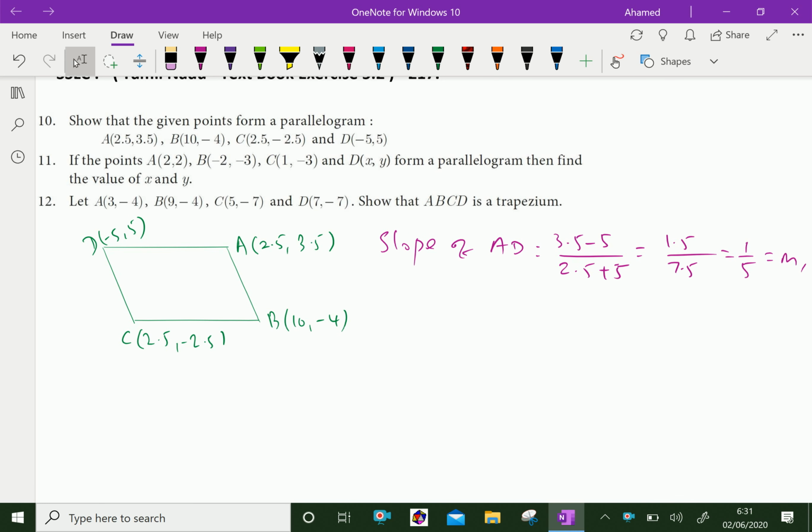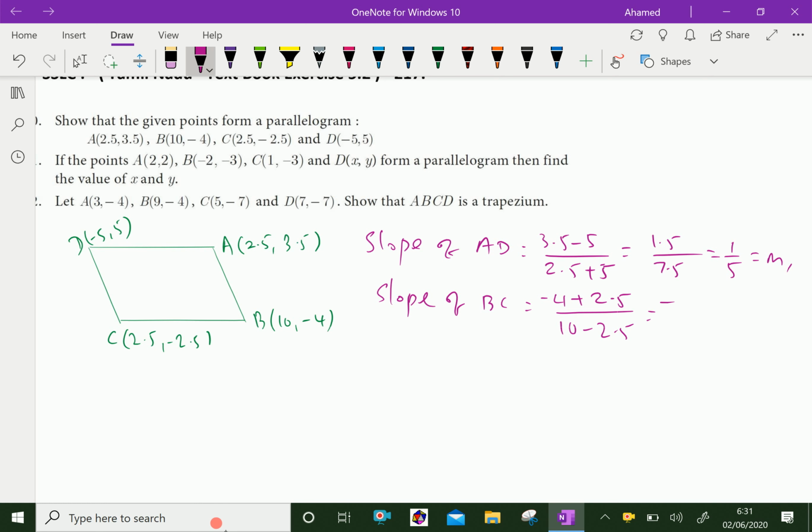Then the slope of BC. B is here, and C here, so y2 is minus 2.5 and y1 is minus 4, that is minus 2.5 minus of minus 4, over 2.5 minus 10, which is equal to 1.5 over minus 7.5. Here the minus comes because 2.5 minus 10 is negative, which is minus 1 over 5. Let it be m2, slope m2.